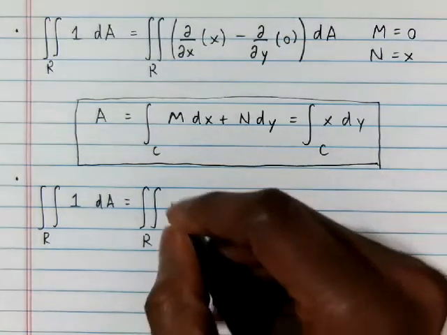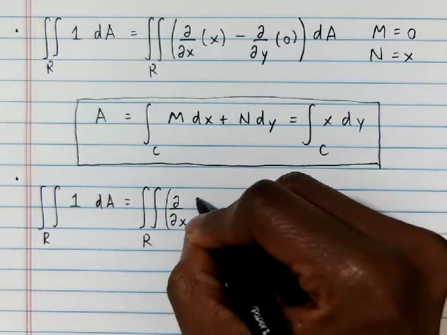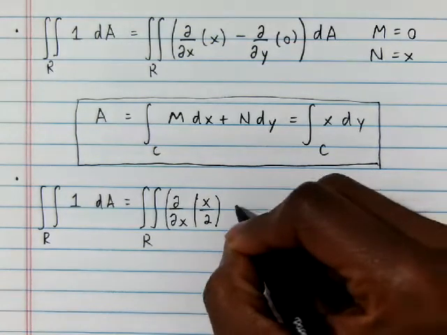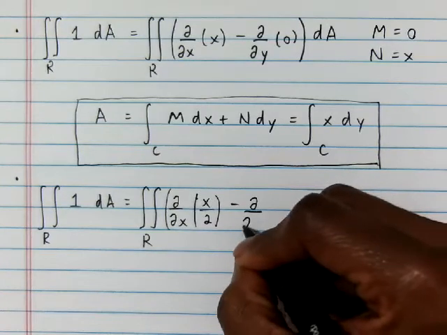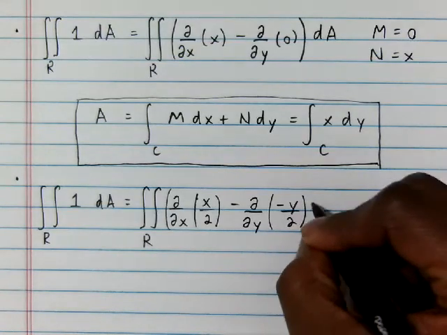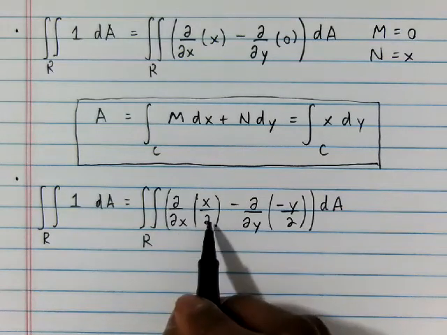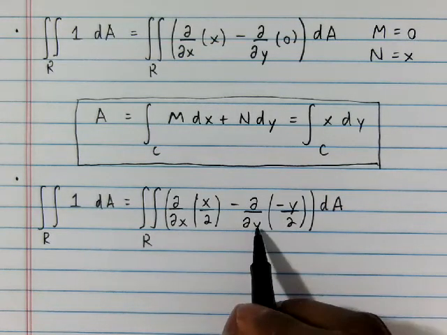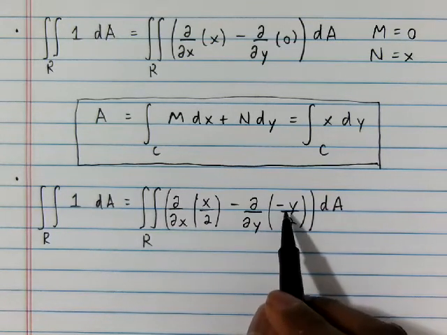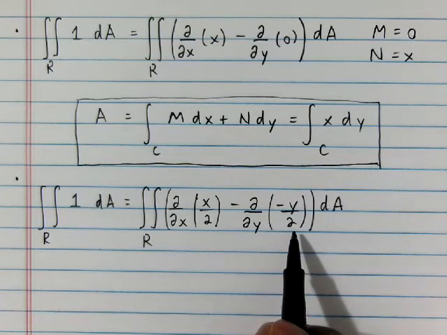So another convenient way to write the number 1 might be to look at the partial with respect to x of x over 2 minus the partial with respect to y of negative y over 2, dA. And we know the partial with respect to x of x over 2 is 1/2. And we know the partial with respect to y of negative y over 2 is negative 1/2. So we would have 1/2 minus the negative 1/2, or 1/2 plus 1/2, which is 1. So again, this is just a convenient way for us to write 1 in trying to find the area.